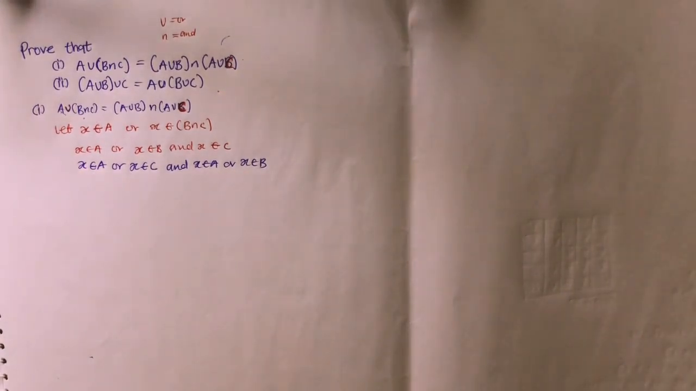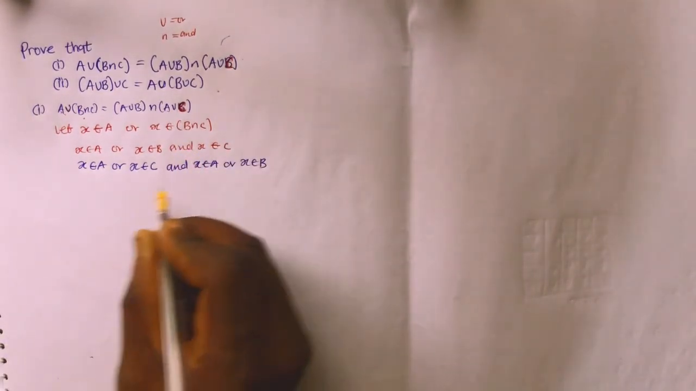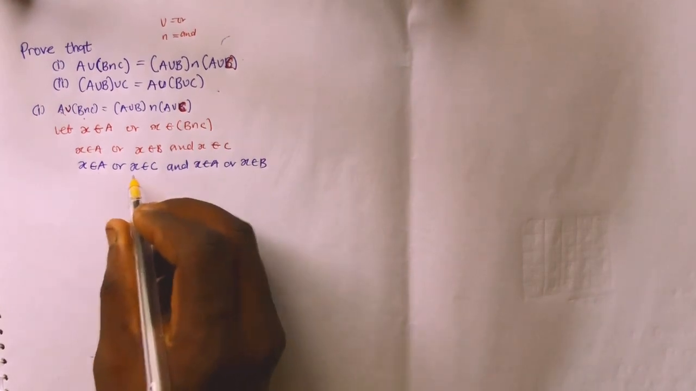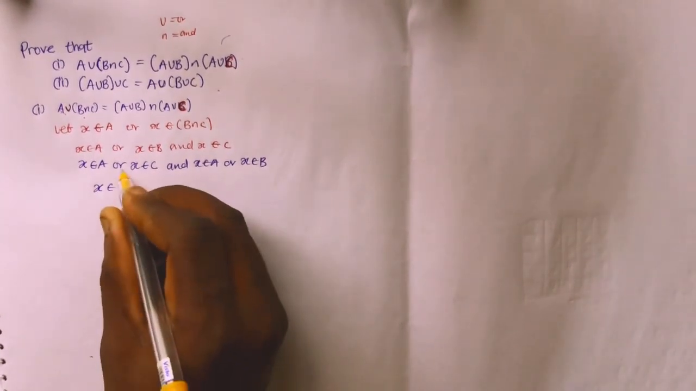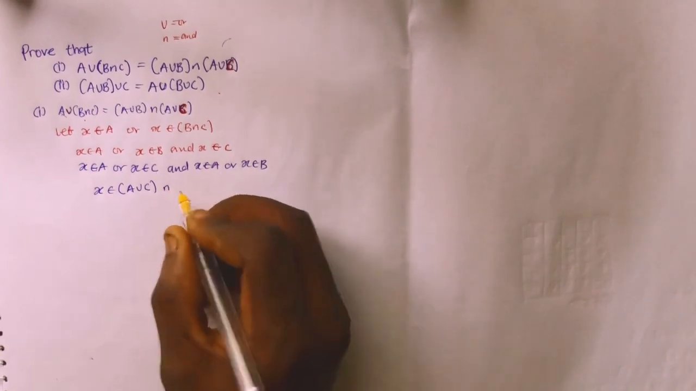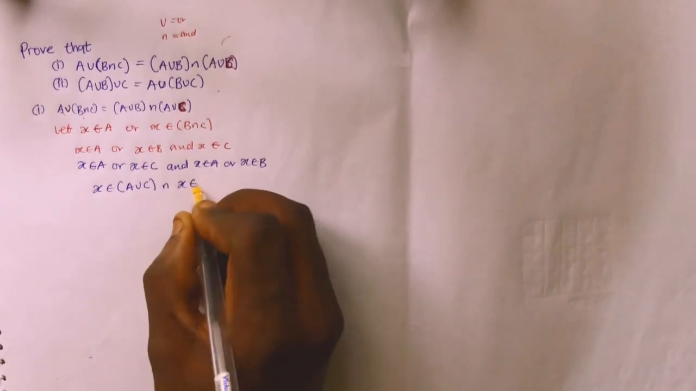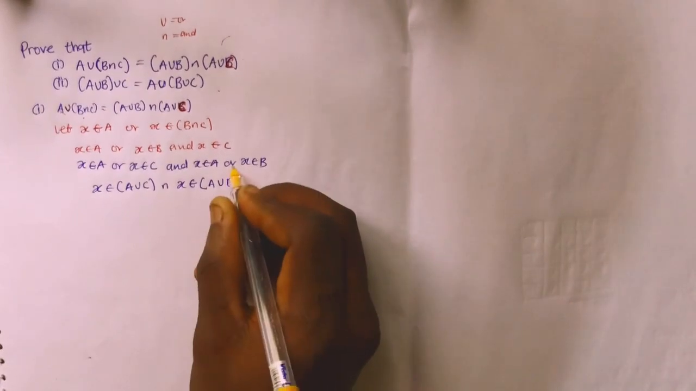You understand? So in this case, what can I do? Since X is a member of A or X is a member of C, I can just say X is a member of A union C. Can you see that? And means intersection. X is a member of A union B.